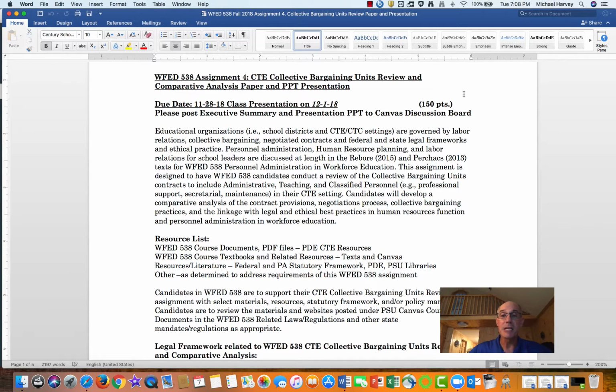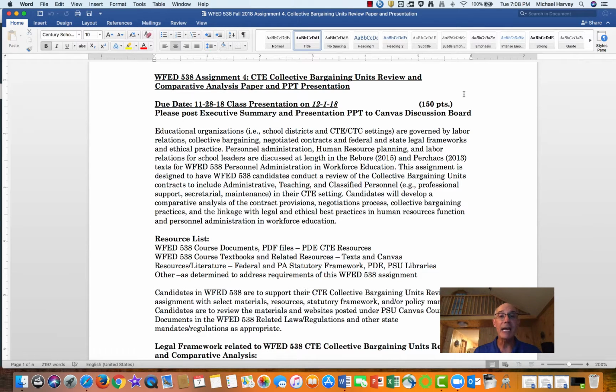In this particular assignment, I'm anxious to have you look at the 3 key collective bargaining units. Typically, there is an administrative bargaining unit, or this is done independently with a single administrator with the JOC or with the school board. There are teacher bargaining units, teacher unit agreements, and teacher contracting agreements, and then there are classified personnel bargaining units and bargaining agreements that typically reside in CTE settings or in school districts.